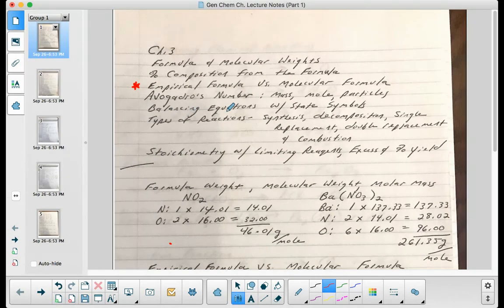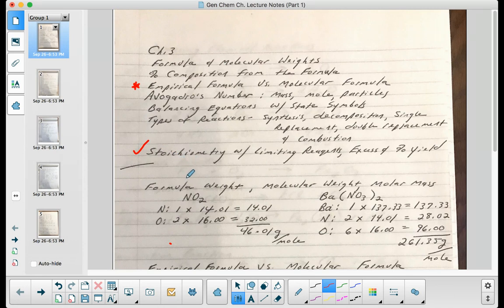Then we'll do some balancing of equations and be able to write state symbols with the reaction. We'll talk about the different types of reactions. There's 4 that we'll cover right now. We'll cover more in our next chapter. And then we'll do some stoichiometry, and with stoichiometry, we'll talk about limiting reagents and excess reagents and percent yield. But that we're going to cover next week.